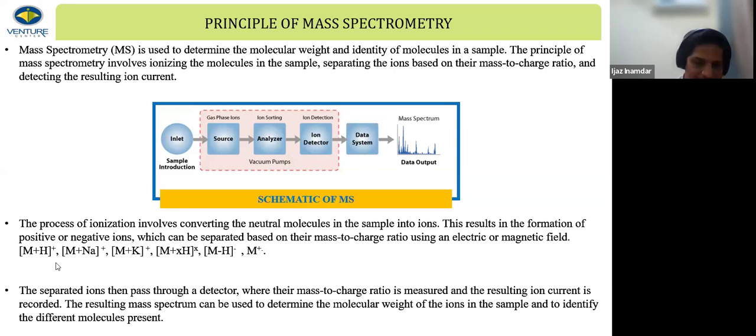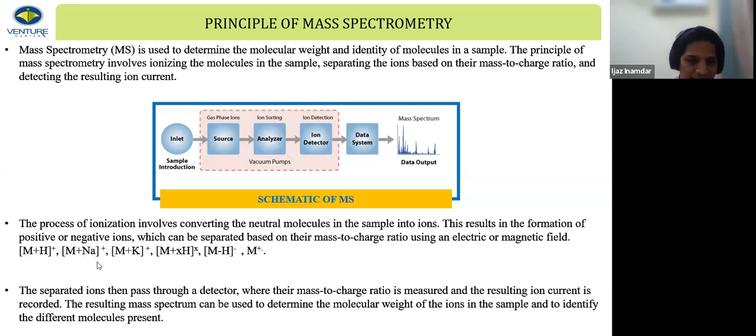So let's go into a little bit of data analysis here. Let's say your molecular weight is 100, so you will get a peak at 101. Why? Because hydrogen will contribute the one to it. So you'll get a peak at 101.